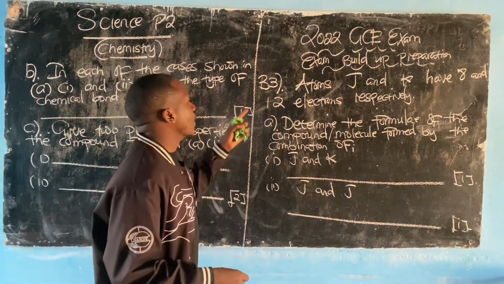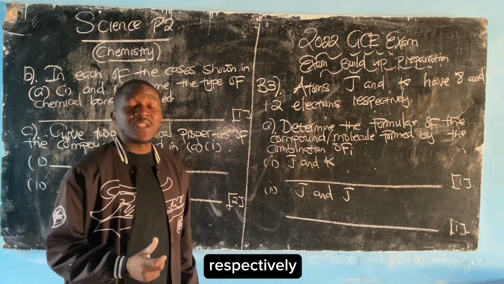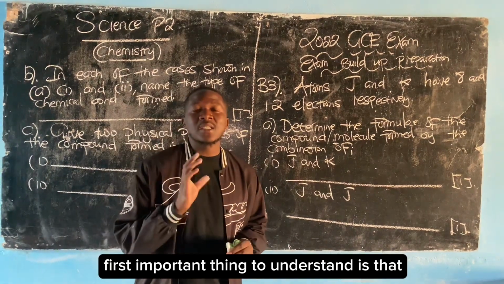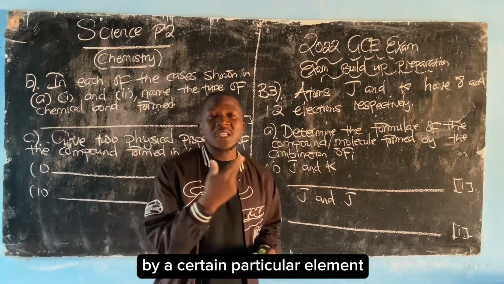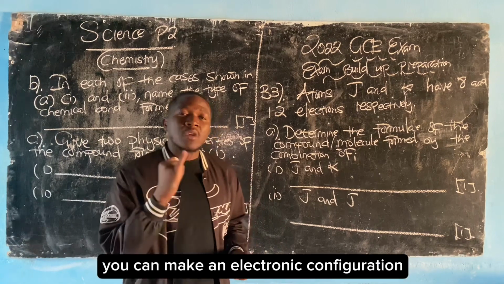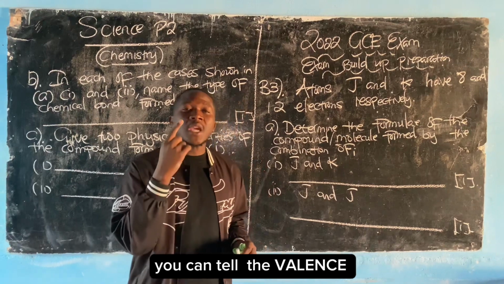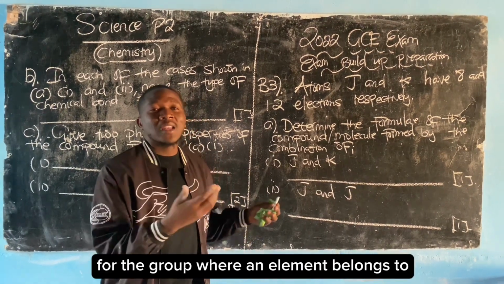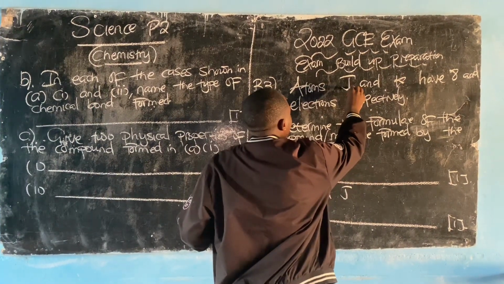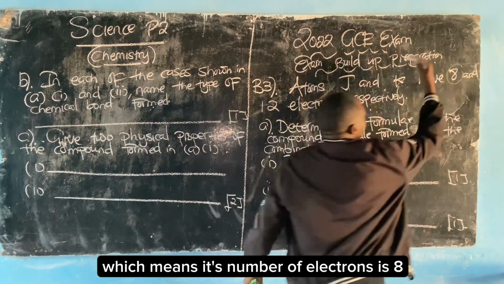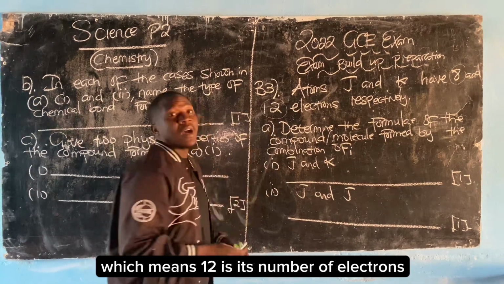It says atoms J and K have 8 and 12 electrons respectively. The first important thing to understand is that when you have electrons specified to be contained by a particular element, firstly, you can make an electron configuration, and thereafter, from the electron configuration, you can tell the valence or the group where an element belongs to. So in this case, atom J is the first letter, which means its number of electrons is 8, and K is the last letter, which means 12 is its number of electrons.